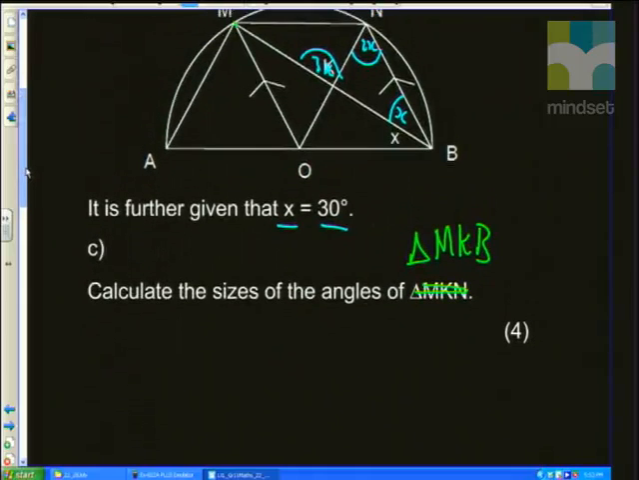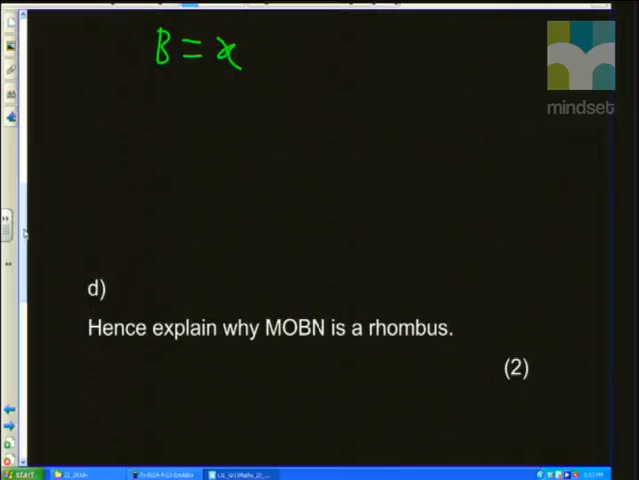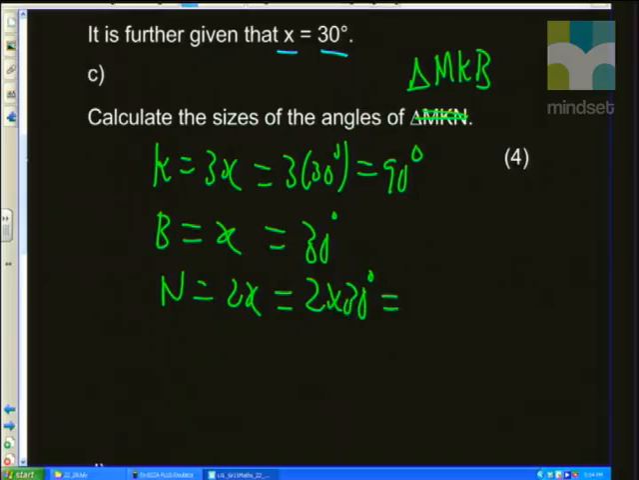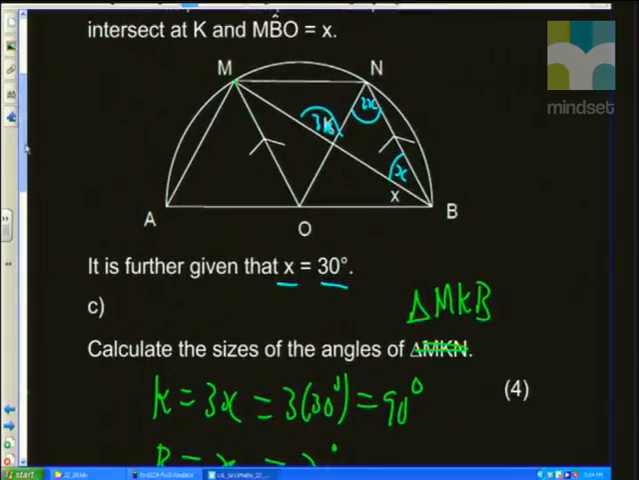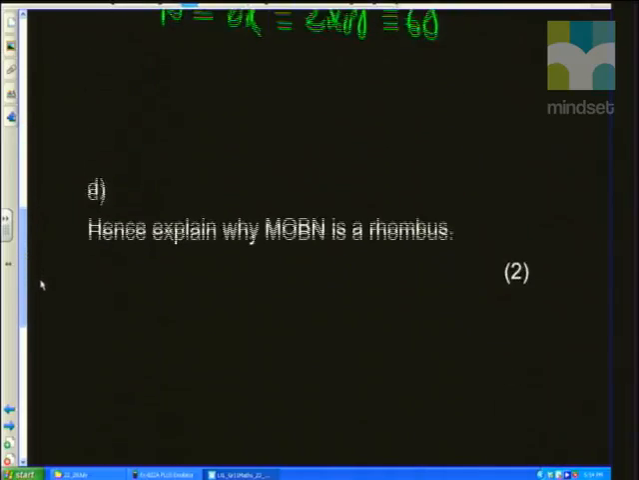You need to find the exact angles for MKB. All right? So now we've got K is 3x, and then B is x, and N is 2x. But now we are told that x is 30, so this is 3 by 30. We get 90 degrees there for K. And then x is 30, and 2 by 30 is 60. So the angles of NBK are 60, 30, and 90.